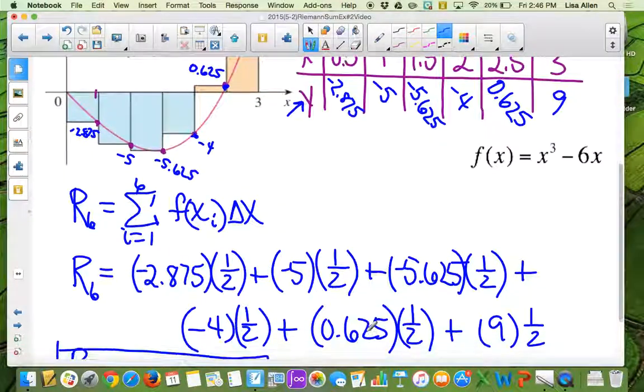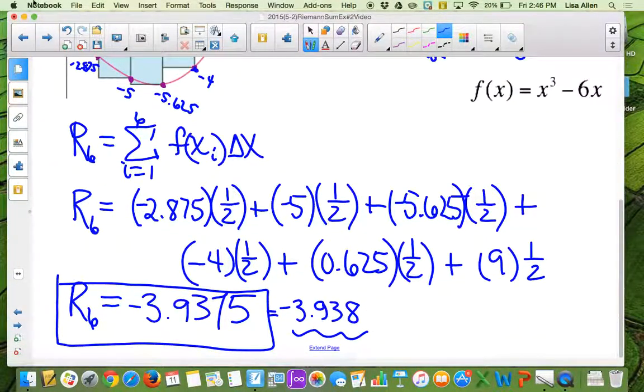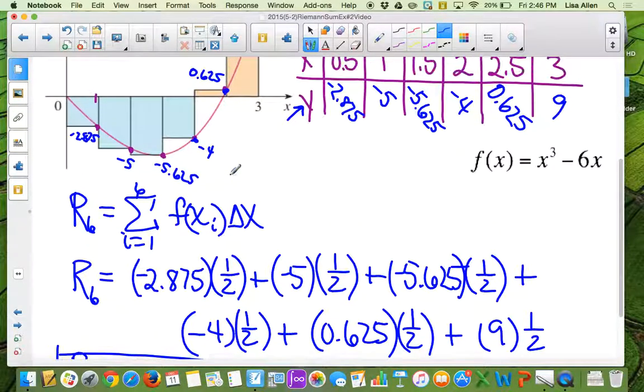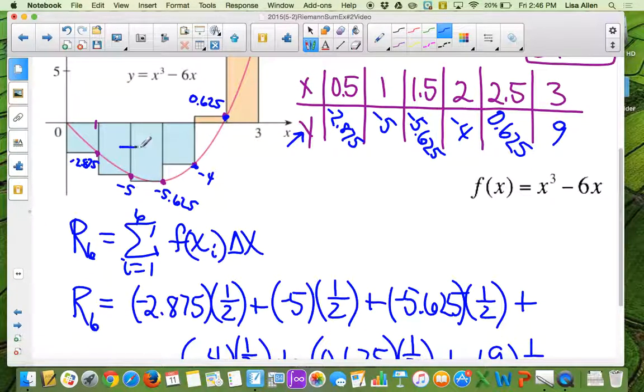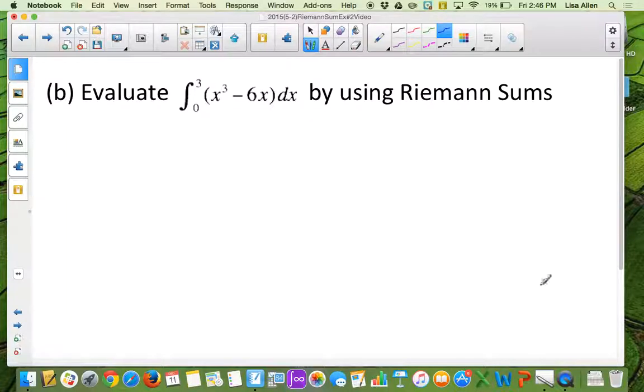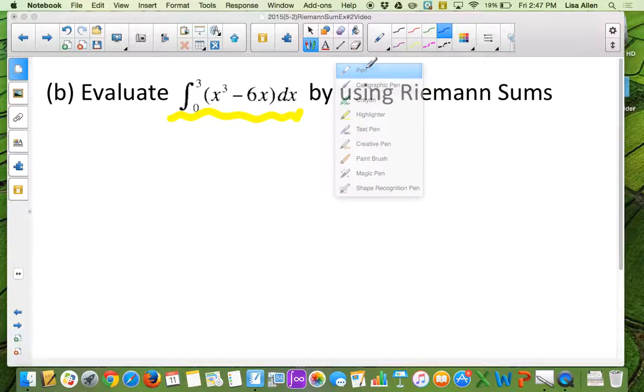Let's take a look at the second part then. So we have an approximation with 6 rectangles. Again, negative area below the x-axis and positive area above the x-axis. So we want to evaluate the definite integral by using Riemann sums. Okay. So with this one, a little bit different.